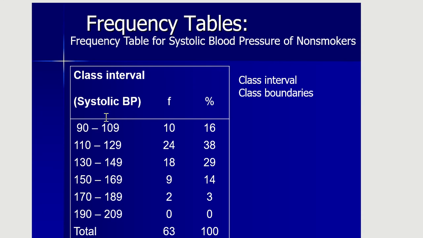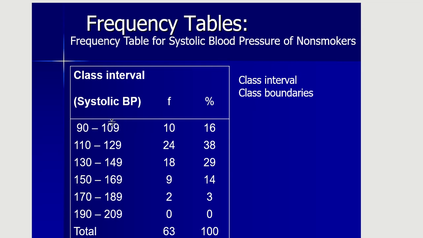So for example, here you have systolic blood pressure, which obviously is numerical data. What the author of this table did is create categories or intervals. They decided that everybody between 90 and 109 will go in this grouping, 110 to 129 in that grouping, and so on and so forth till the last grouping. So that's the first thing. We call these the class intervals.